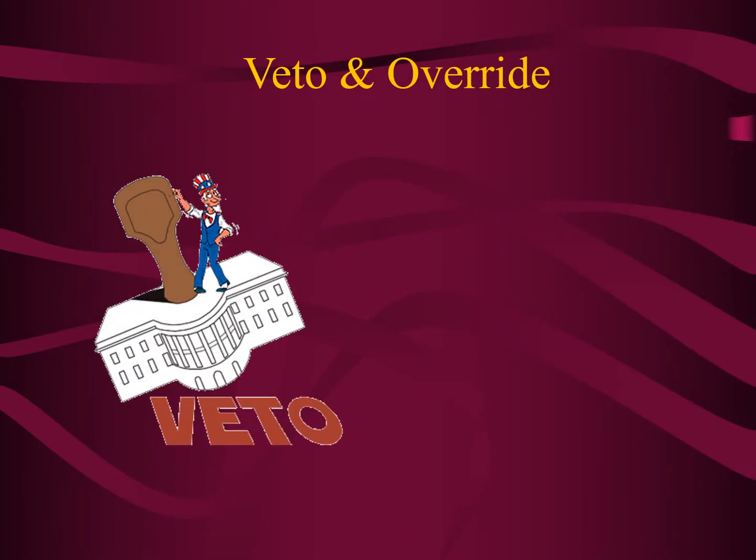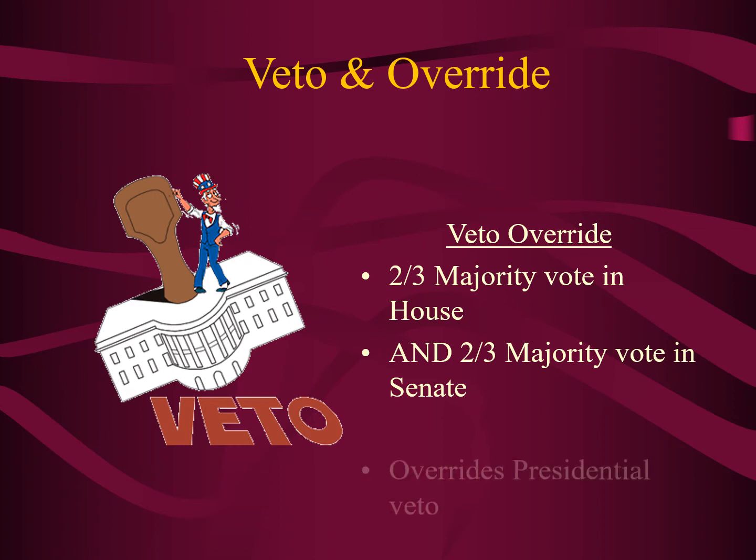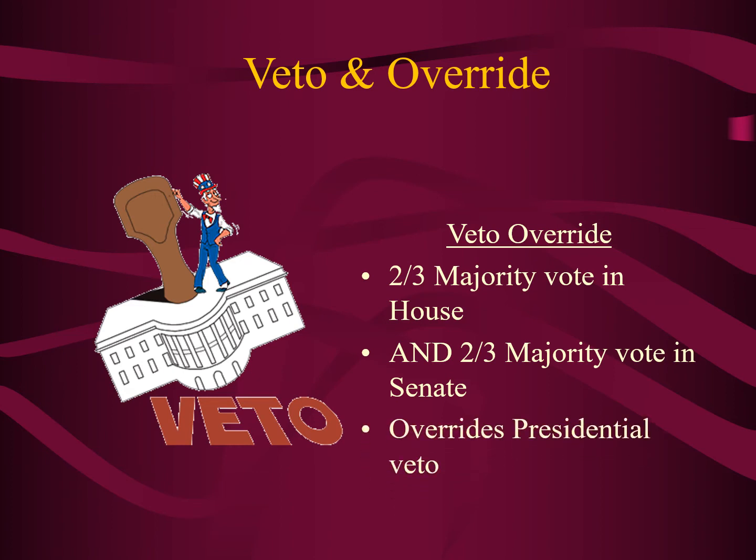I'd like to explain how that would work. Essentially, in order for a bill to become a law, it has to pass by a simple majority. However, if the president vetoes a bill, a 2/3 majority vote in the House and the Senate would override that presidential veto, and therefore a bill can become a law even without the president's approval or signature.